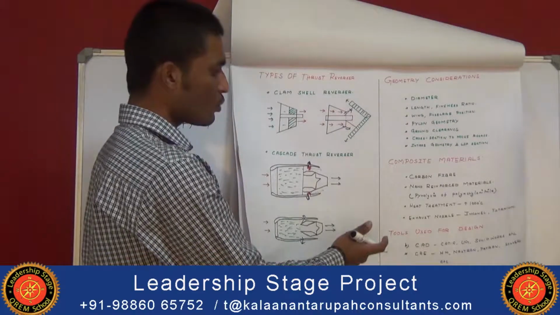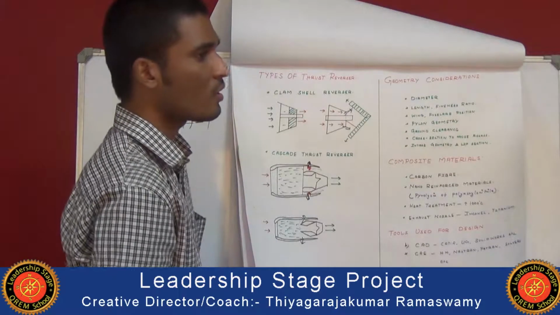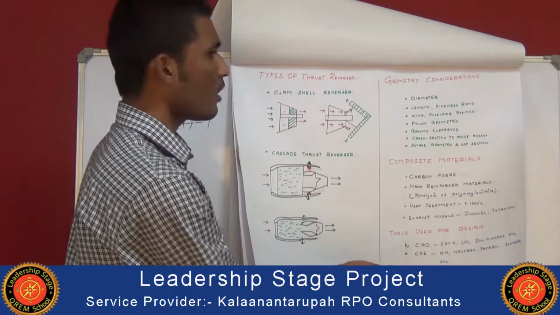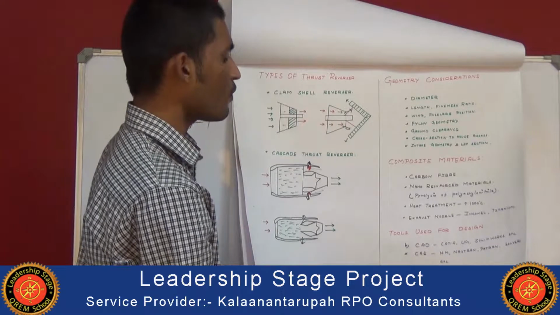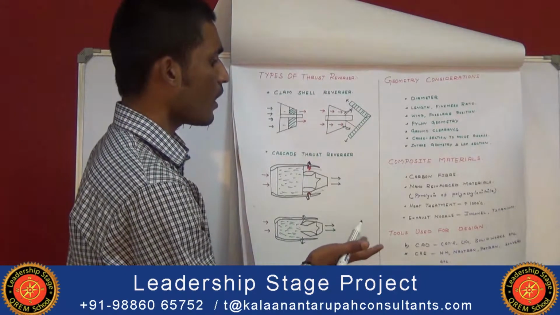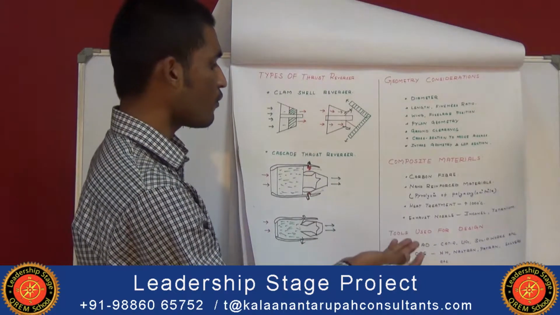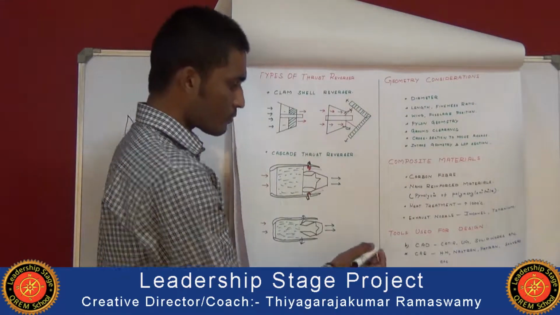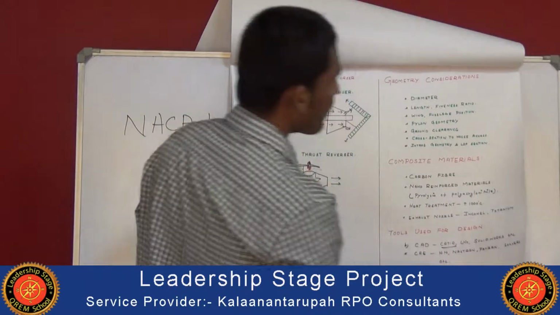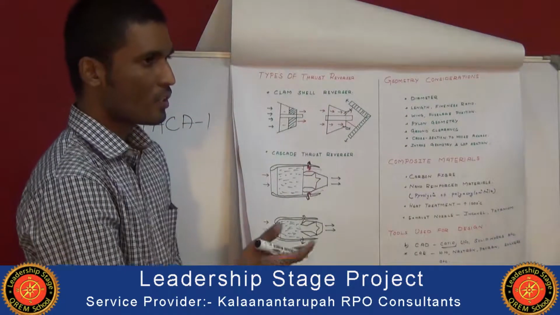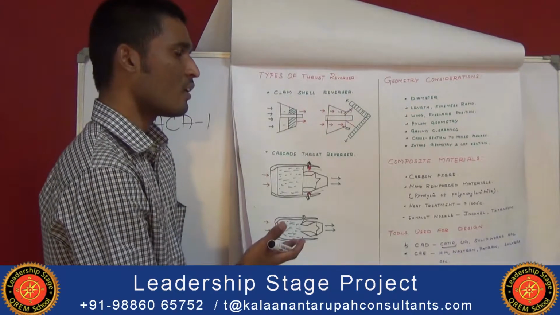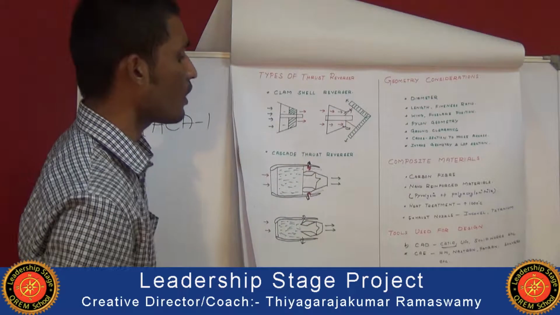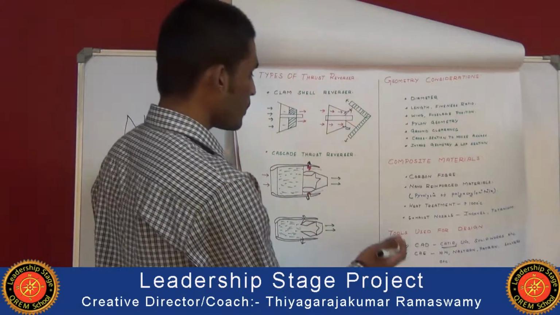Next one is tools used for designing purpose. What are the tools used for designing the nozzle structure? First one is CAD. Generally the components are designed by using CATIA, SOLIDWORKS and UNIGRAPHICS software, generally used for aerospace design products. Mainly CATIA is used for designing the aerospace components as well as the fuselage, wings and empennage sections of the aircraft. Generally CATIA software is used for the modeling of aerospace components.